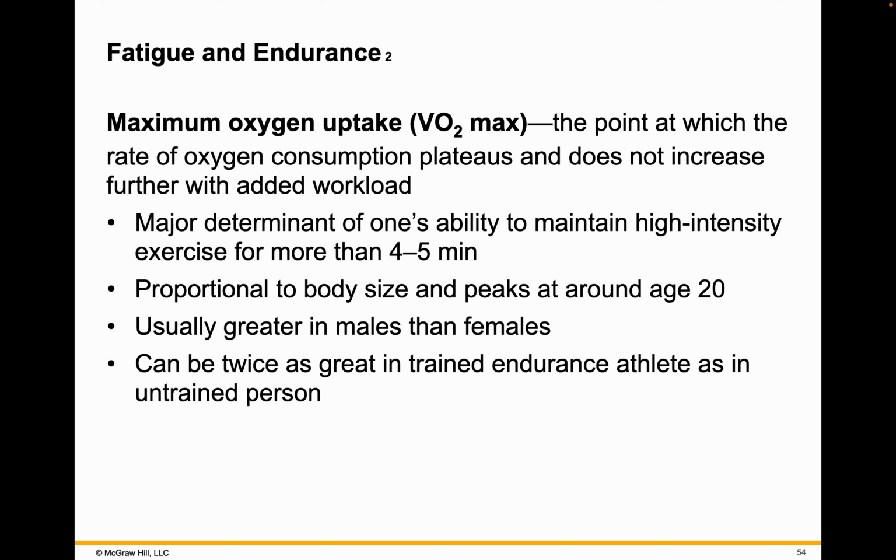Our maximum oxygen uptake is the point at which the rate of oxygen consumption plateaus and does not increase further with added workload. It is the major determinant of one's ability to maintain high-intensity exercise for more than 4 to 5 minutes. It is proportional to your body size and peaks around age 20. It's usually greater in males than females. It can be twice as great in trained endurance athletes as in an untrained person.